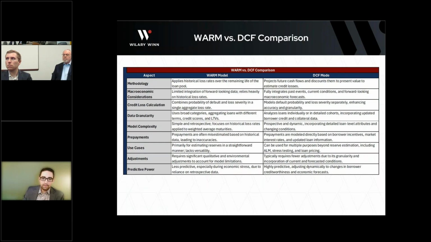The next one is model complexity. WARM is very simple and looks backward. DCF is more complex, but also forward-looking, bringing in those loan level attributes and those economic considerations.